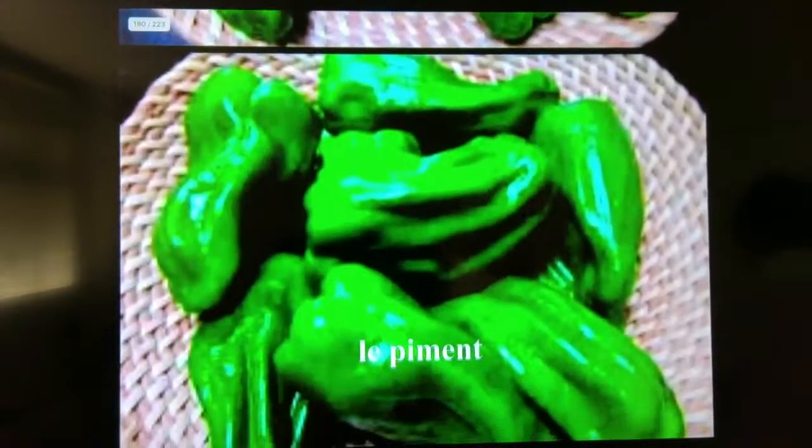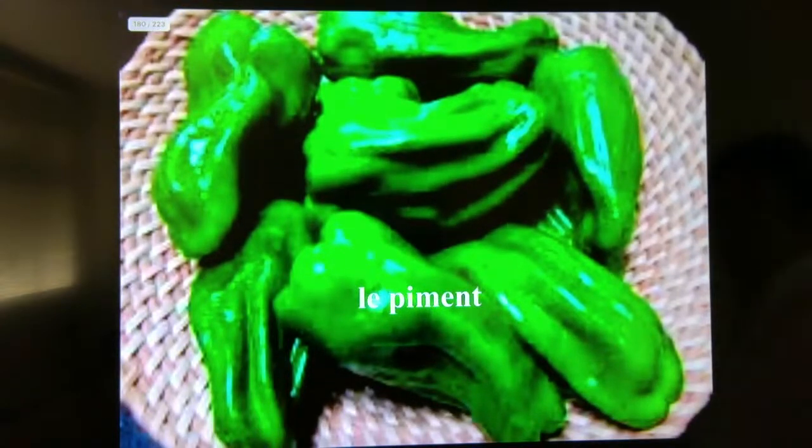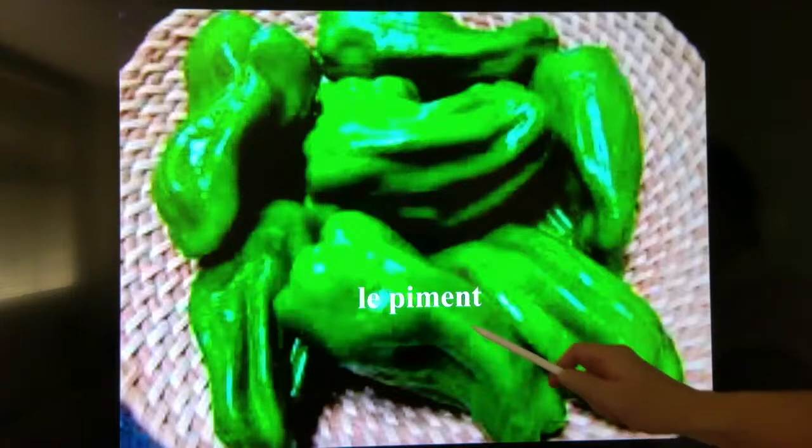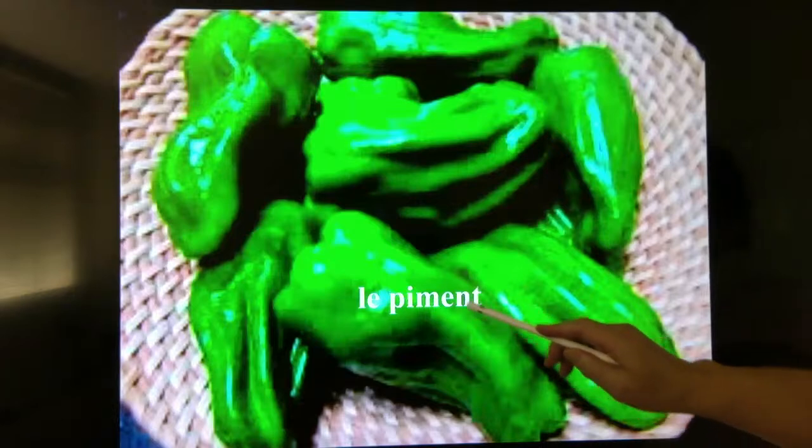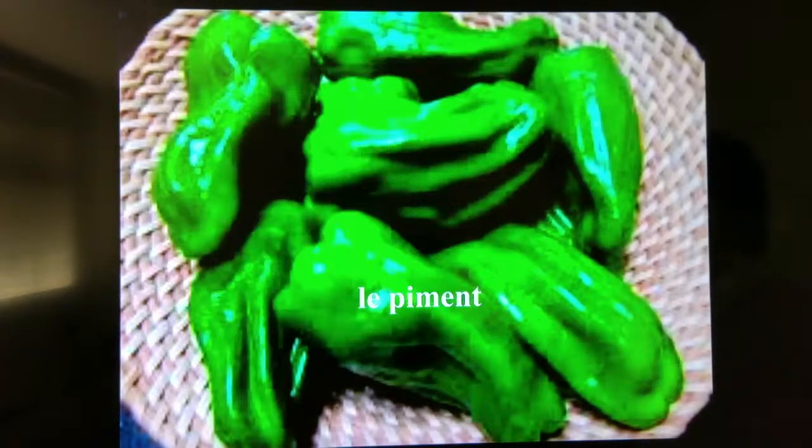Some difference between Japanese and English expressions. Maybe you pronounce this as this one, but this is French again. Le piment, piment is like hot chili or something. So le piment, and you don't pronounce this one. So in French, le piment.